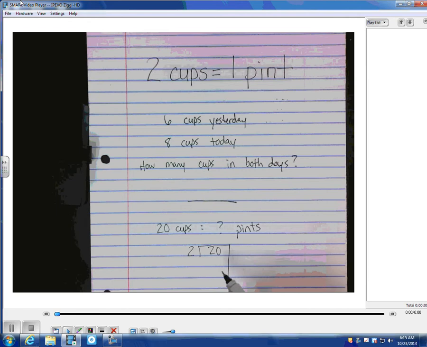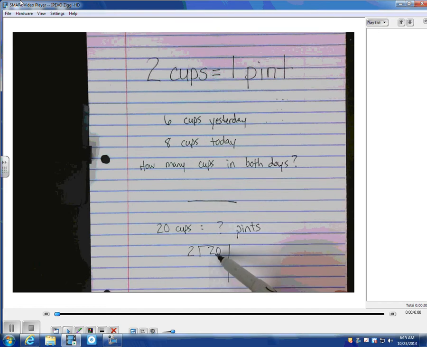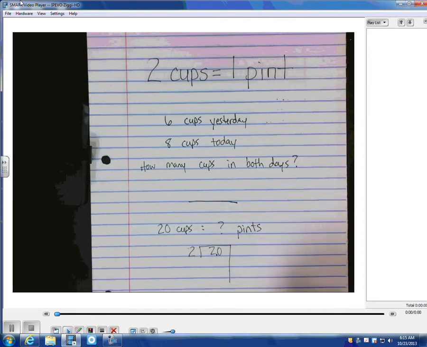divide. Okay, so however many cups you come up with on both days will go inside, and since 2 cups equals 1 pint, the 2 cups goes on the outside. Okay, then you will divide, and that will give you your number of pints. So your final answer will be in pints.